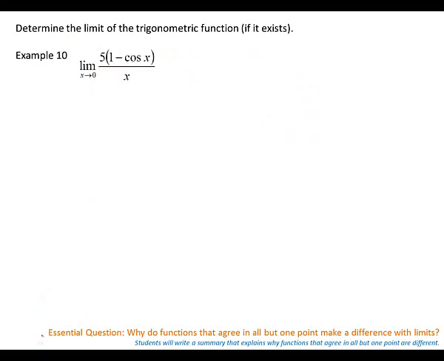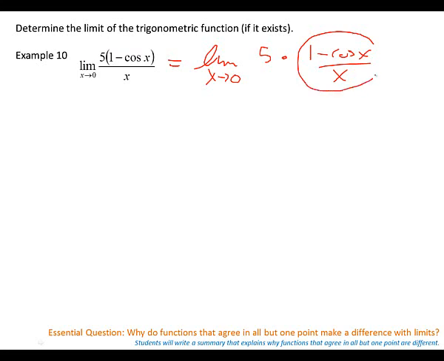Alright, we haven't seen any of the other type yet. There it is. I'm going to split it up a little bit so you see it better. So we have the limit as x approaches 0 of 5 times 1 minus cosine x over x. What did we say the limit is here as we approach 0? It's 0, so I have 5 times 0, which is 0.